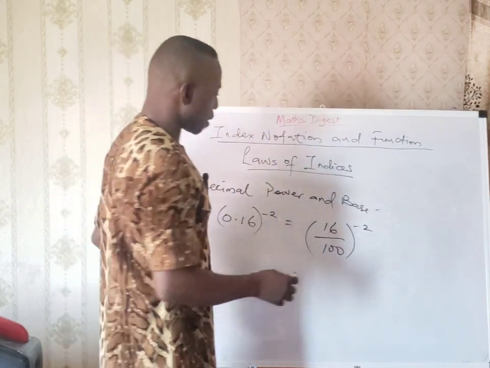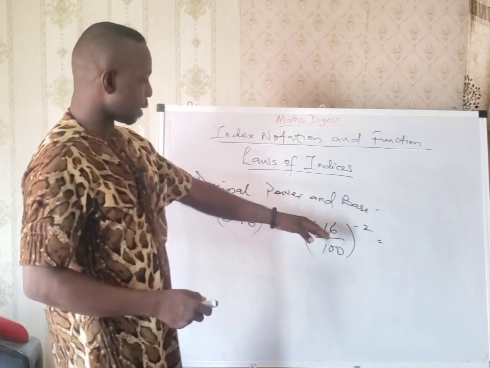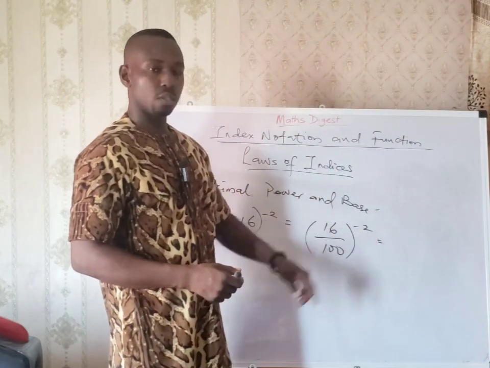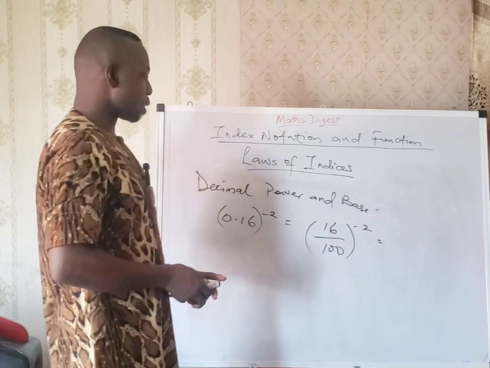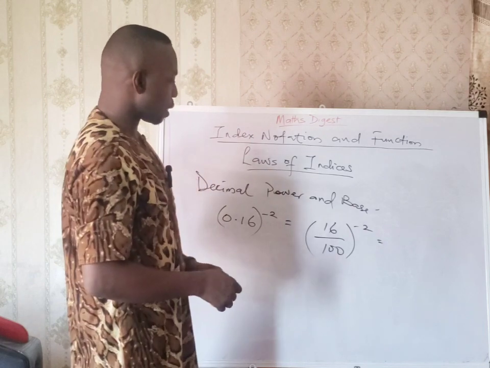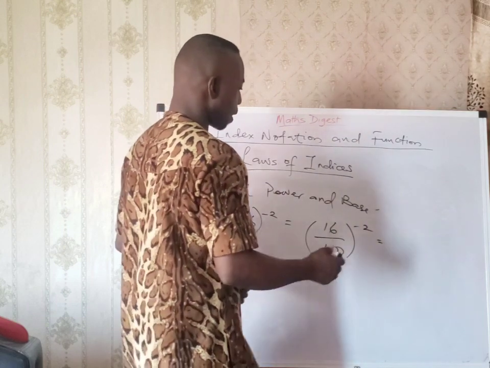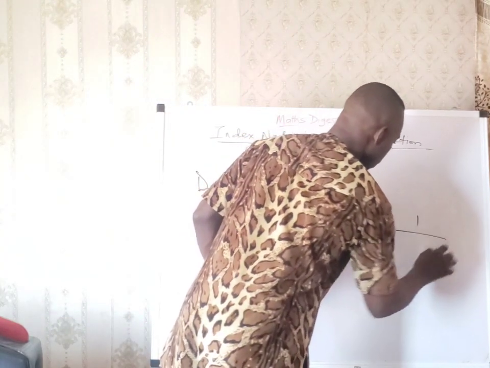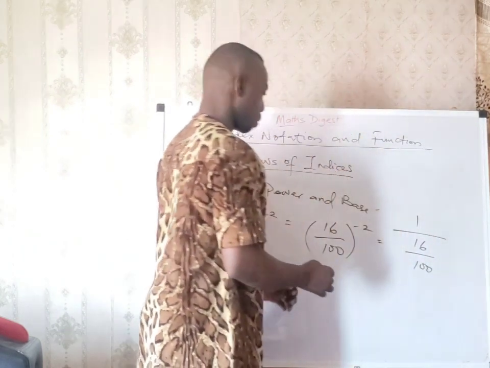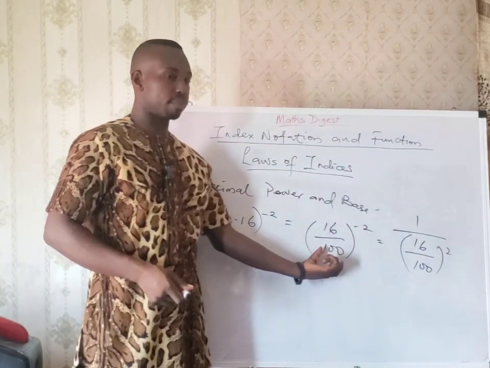You can go further and say this is equal to, remember our negative index. Our negative index says that when a number is raised to a negative power, you take the reciprocal of that number. In as much as we have already gotten a fraction, we are still going to take the reciprocal of that number. Now how do we do it? We can simply say 1 over 16 over 100, or this raised to power 2, because this is the number.